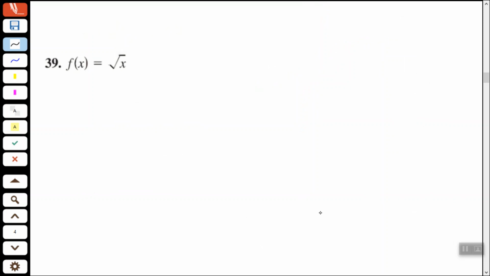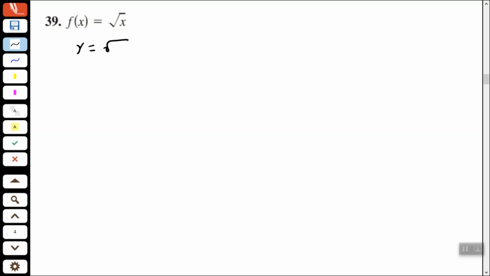Okay, let's look at another one. So number 39, we have f of x equals the square root of x. So again, let's write this in terms of y. All right, now let's interchange x and y. And then let's solve for y. So we have to square both sides. Therefore, the inverse of the function is equal to x squared.